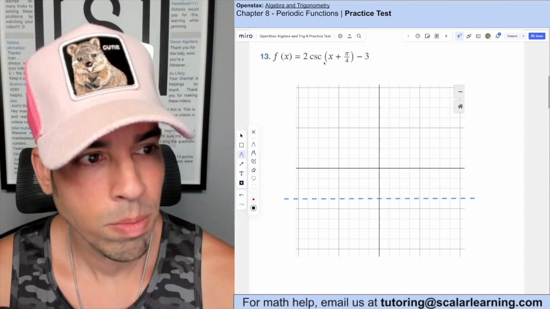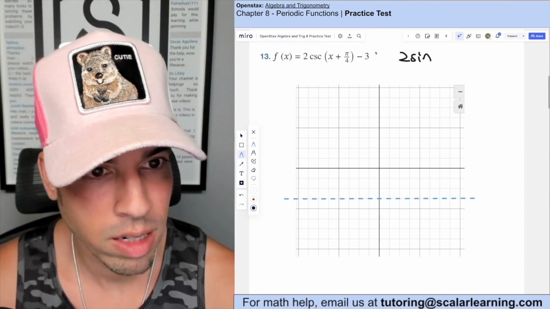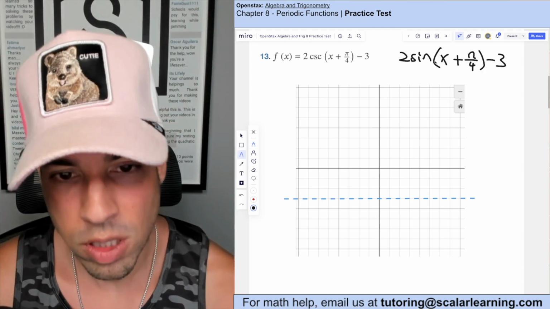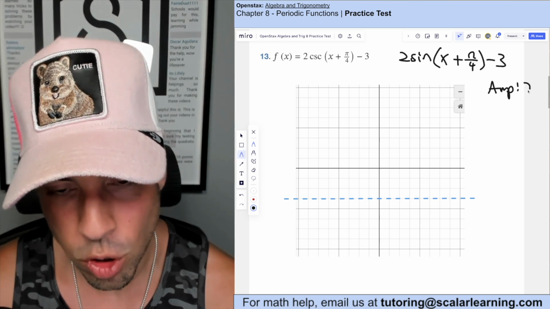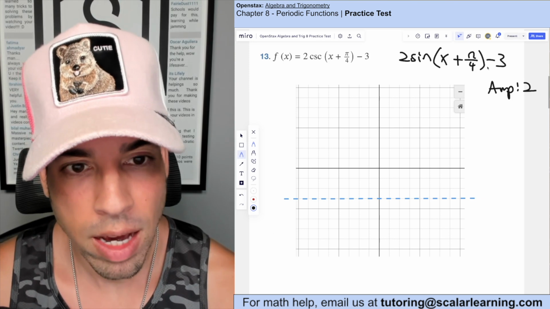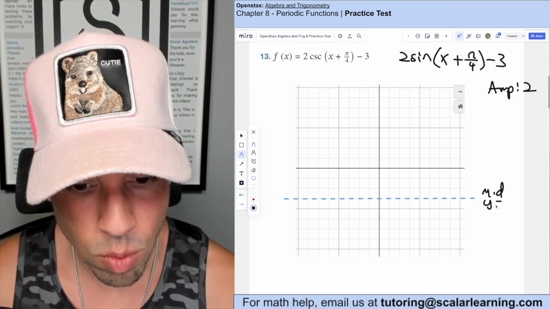So for this one, I'm going to start by drawing in the same function, but I'm replacing cosecant with sine because cosecant and sine are related. They're both inverses of each other. So for sine, we have an amplitude of 2. Of course, we don't have an amplitude for cosecant. There's no amplitude, okay? And we have a midline right here. The midline is at -3. I already drew that in, y equals -3.